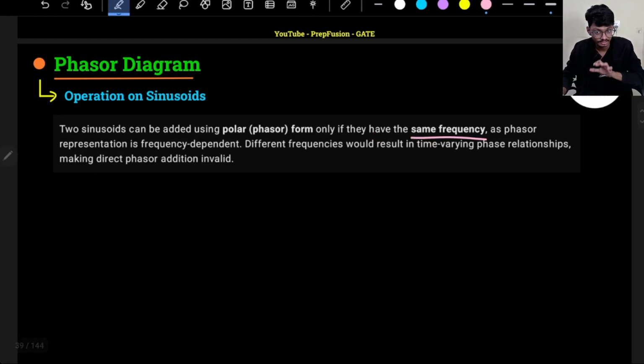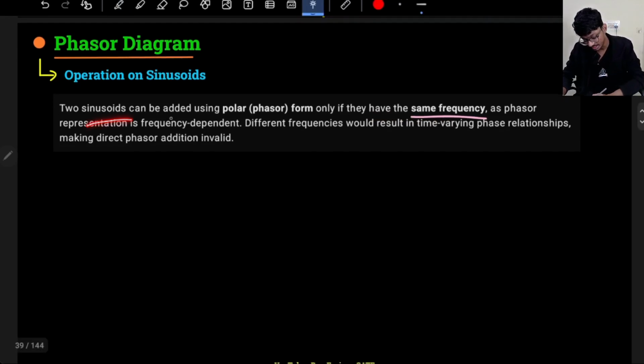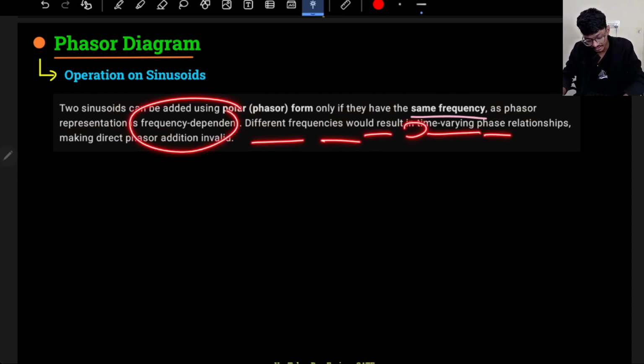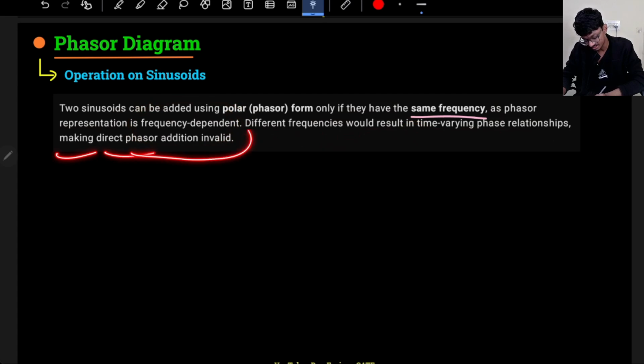So that is what I have written in this key point, that two sinusoids can be added using their polar or phasor form only if they have the same frequency, as phasor representation is frequency dependent. Phasor representation is frequency dependent. Different frequencies would result in a time varying phase relationship, making direct phasor addition invalid.